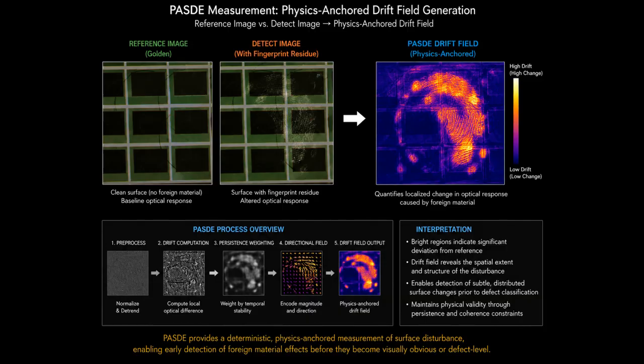Using the PASDE, Physics-Anchored Semantic Drift Engine, measurement framework, the reference image and detect image are compared to generate a physics-anchored drift field. This drift field quantifies localized changes in optical response caused by the presence of the foreign material. The resulting heat map reveals multiple disturbance regions associated with the two hair specimens.